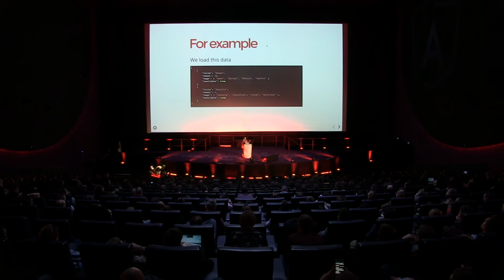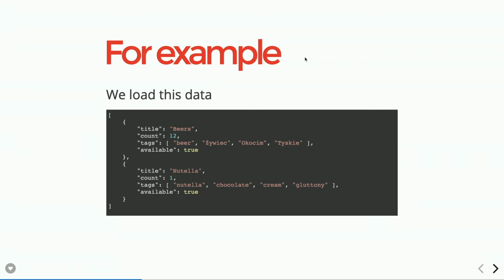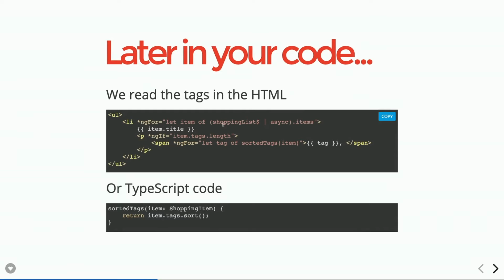For example, we load this data where we have this title, beers, which is like a shopping list or whatever, with tags and how many beers you have to buy, if it's available in the store, whatever. And then in your code, you're going to print your result with NgRx, maybe doing an ngFor with the items. Maybe you're going to sort it. By the way, I'm sorting this here with a function. Just don't do that. You should do these things with a pipe. I'm just doing this for demonstration purposes.